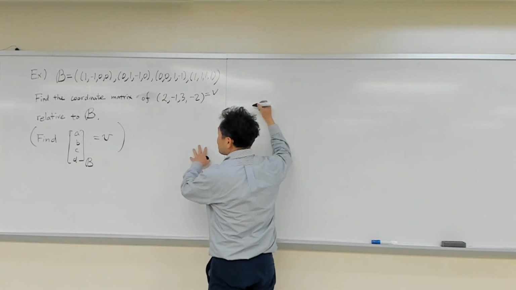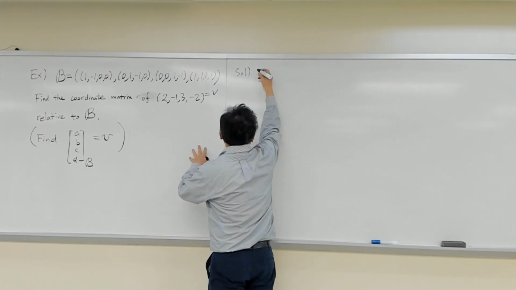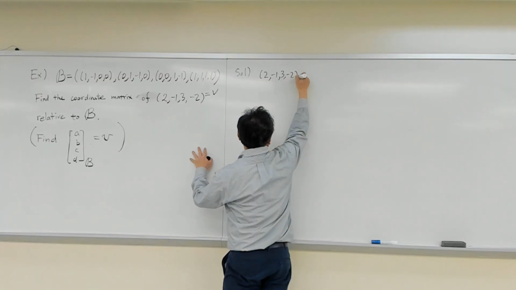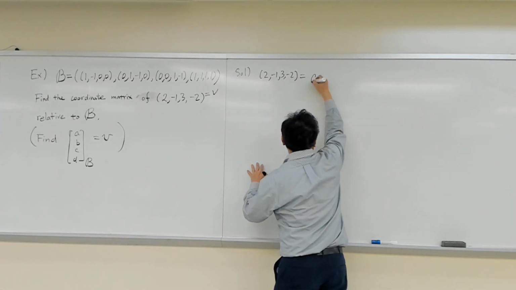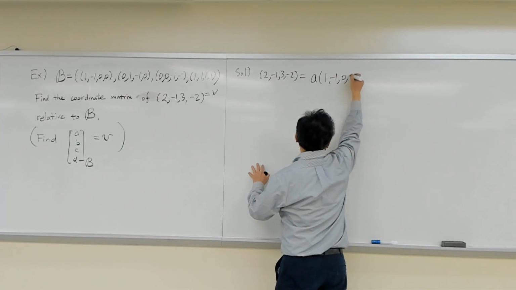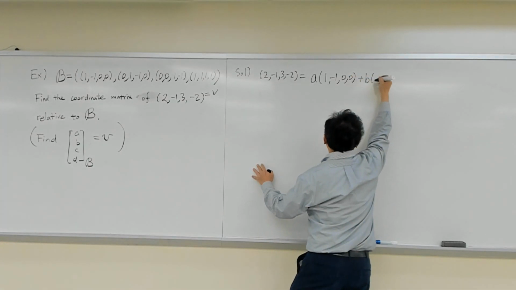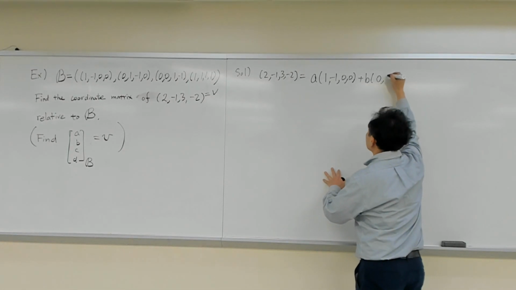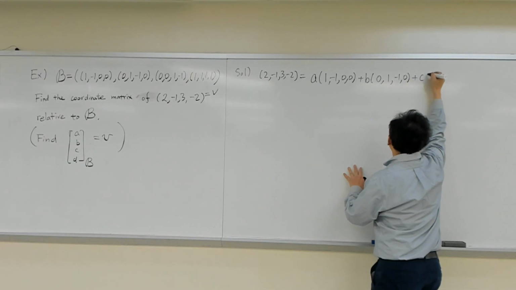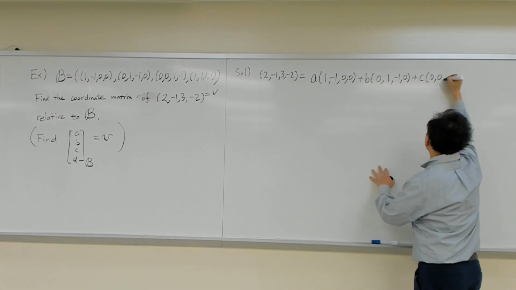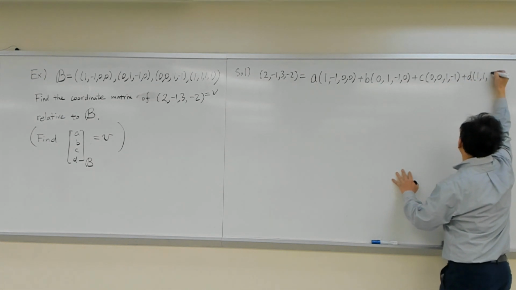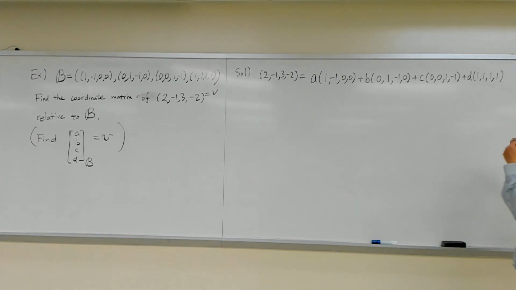So what are we trying to do? We're trying to say that (2, -1, 3, -2) is equal to a times (1, -1, 0, 0), plus b times (0, 1, -1, 0), plus c times (0, 0, 1, -1), plus d times (1, 1, 1, 1).